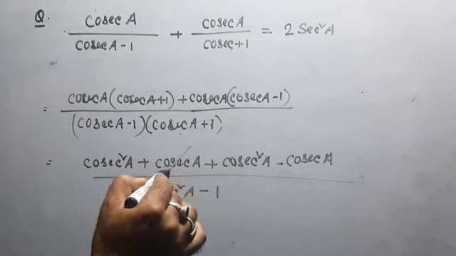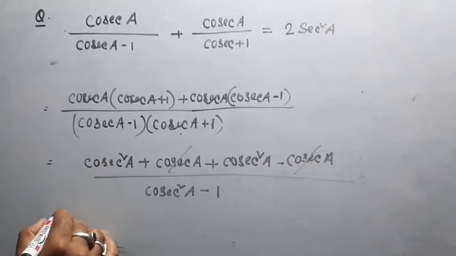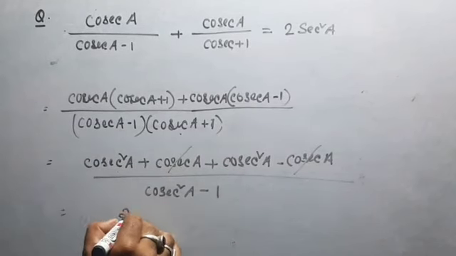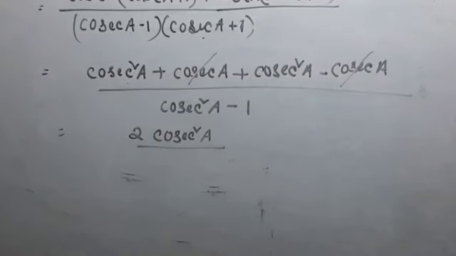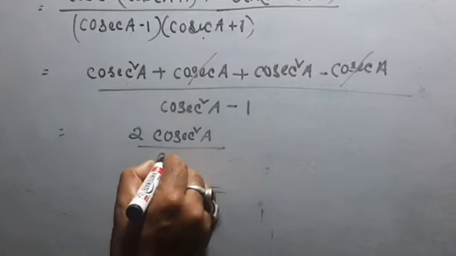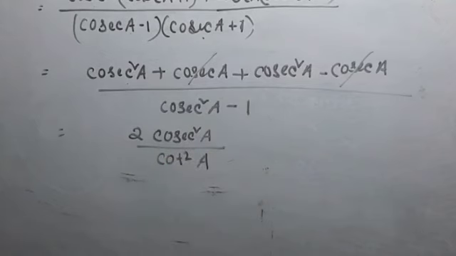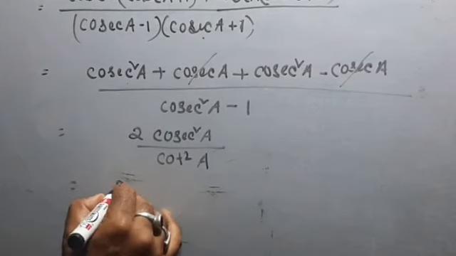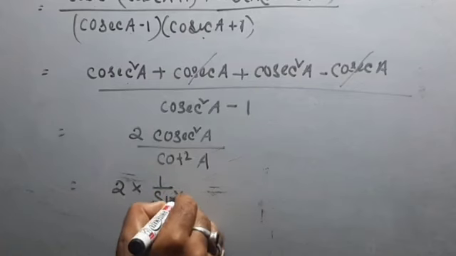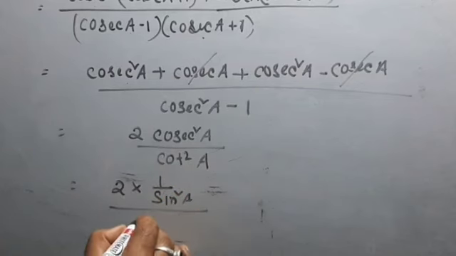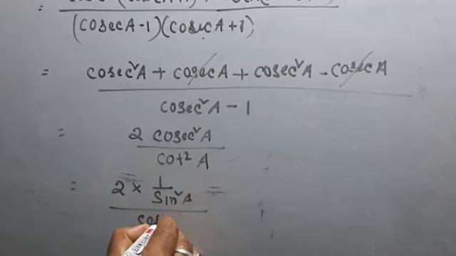This is a minus b and a plus b. So here plus cosec a and minus cosec a cancel. So you have cosec square a plus cosec square a, that is 2 cosec square a by cosec square a minus 1. And cosec square a minus 1 is known as cot square a. So here you can say 2 into cosec square a means what? 1 by sin square a, and cot square a means cos square a by sin square a.